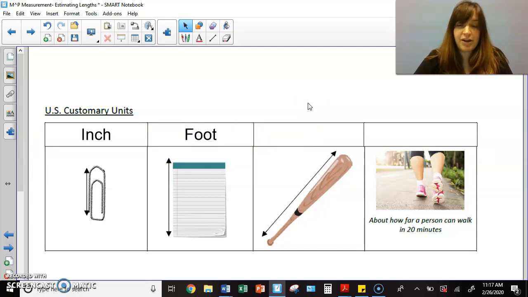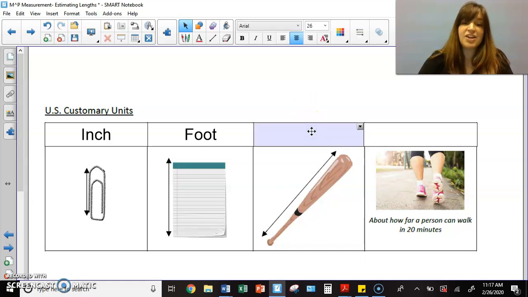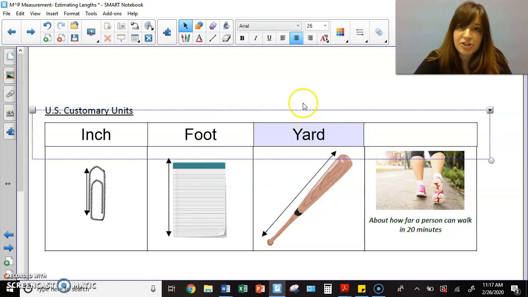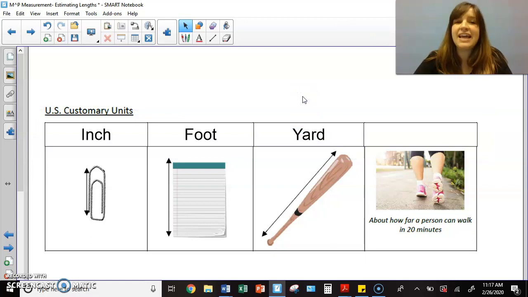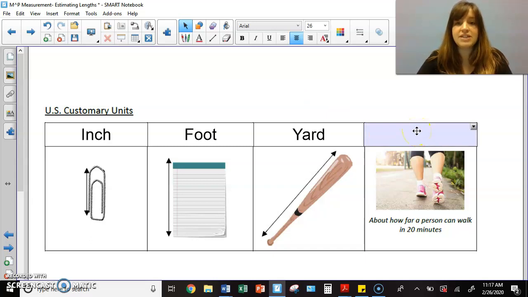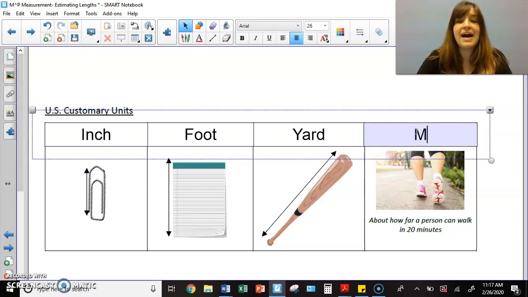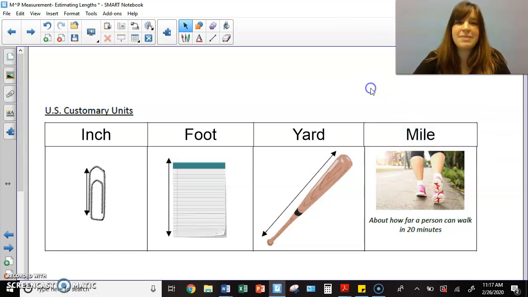After a foot, our next unit of measurement up is a yard. That's what football fields are measured in. It's about the length of a baseball bat, give or take. And then one of our biggest units of measuring length is a mile. That's about how far a person can walk in 20 minutes, depending on how fast you walk. These are the most common units we use to measure length in the United States. An inch is the smallest, a foot is the next one up, then a yard, then a mile.